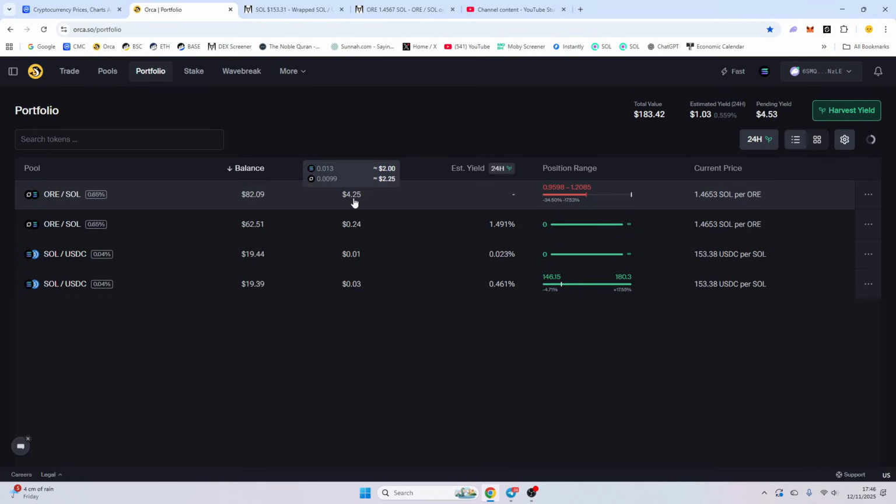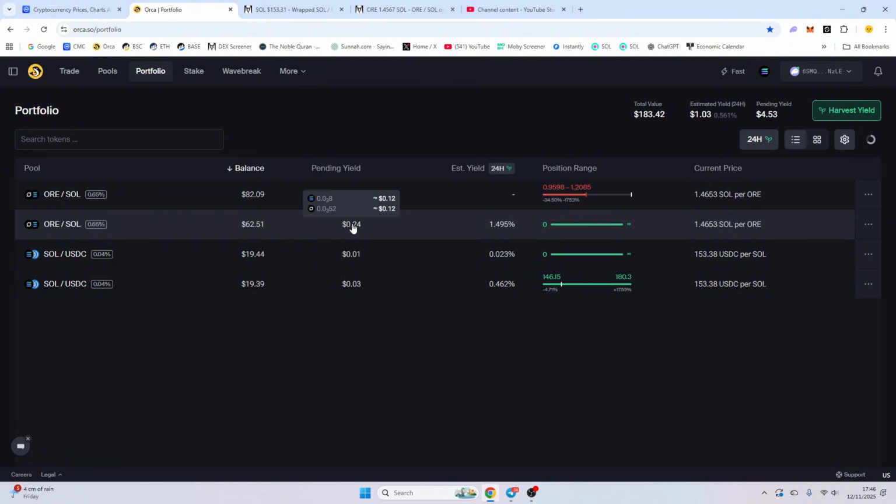And if you take note, the yield here is obviously very small. However, it's pretty decent, 1.4% per day on a full range, and it's only $60. So it's not bad in the grand scheme of things. This value has gone up as well.